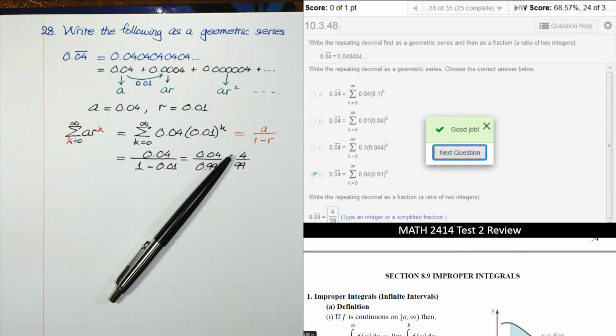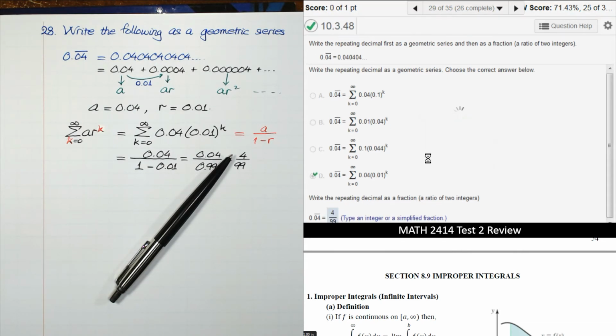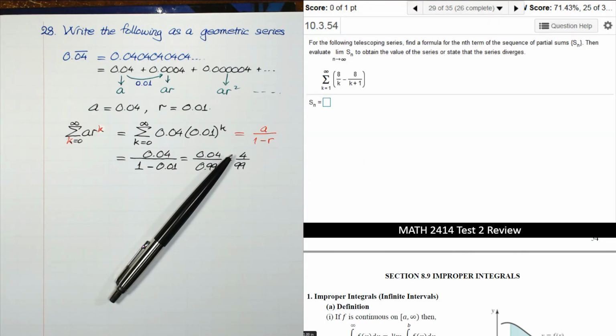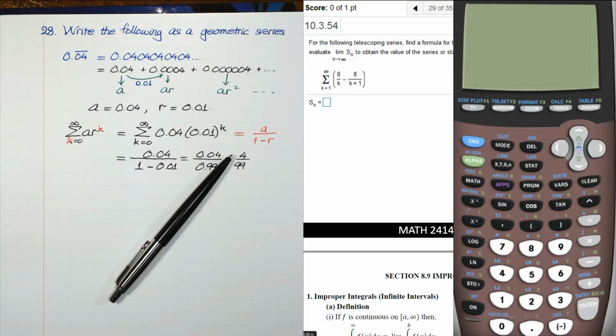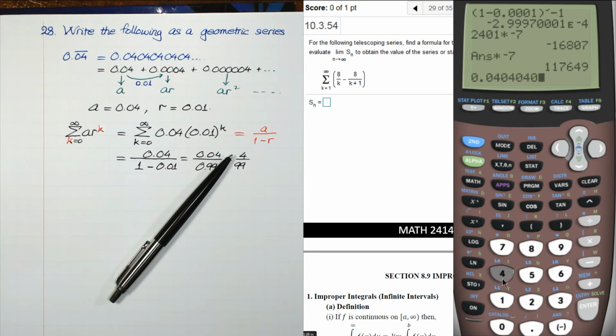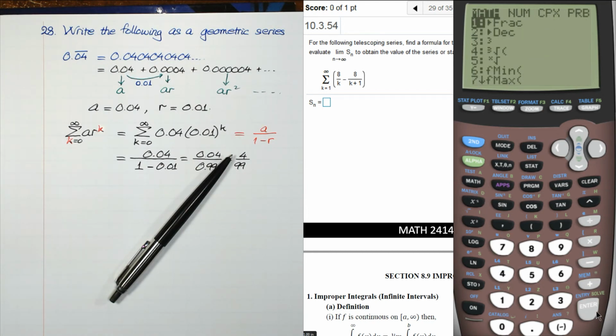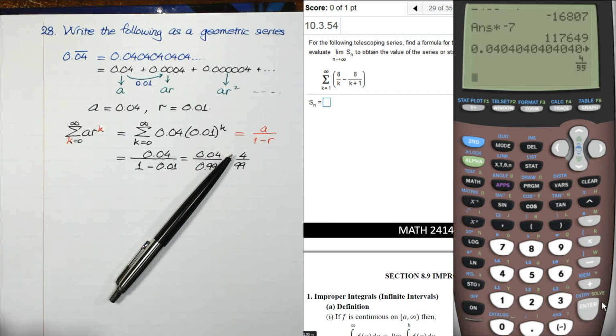Right. By the way, the calculator will know that as well. If we just say 0.04, sorry, 0.0404, it has to be an extremely long number. If we keep doing that, convert to fraction, and of course, that's what we have.